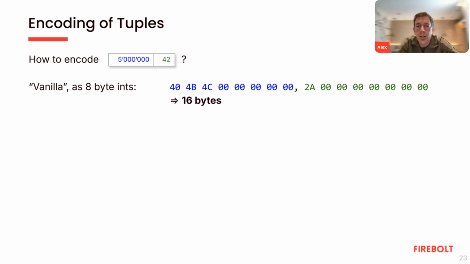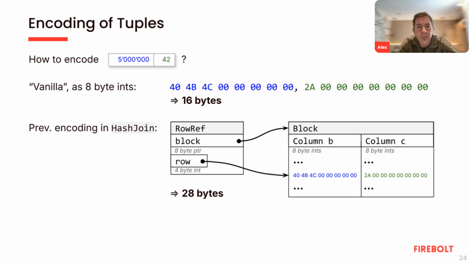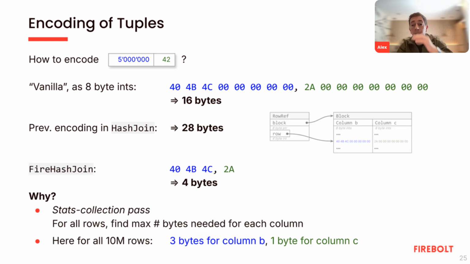And that's completely fine. In our implementation that we had before, we have another auxiliary data structure, which essentially we use with this vanilla encoding, and then we end up using 28 bytes. So how much do we need in the FireHashJoin? Here we can actually do it by only using 4 bytes. And why is that? First of all, we allow ourselves, maybe you could call it pretty extreme, a complete pass over the entire data set to collect some stats.